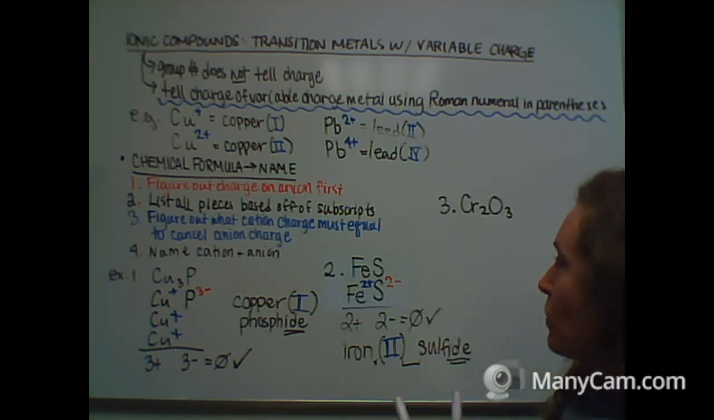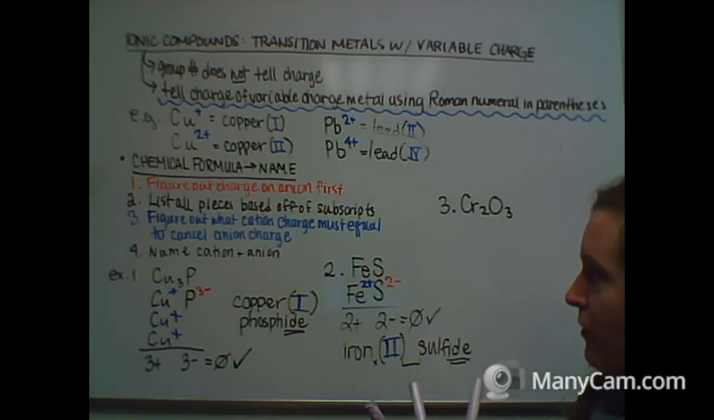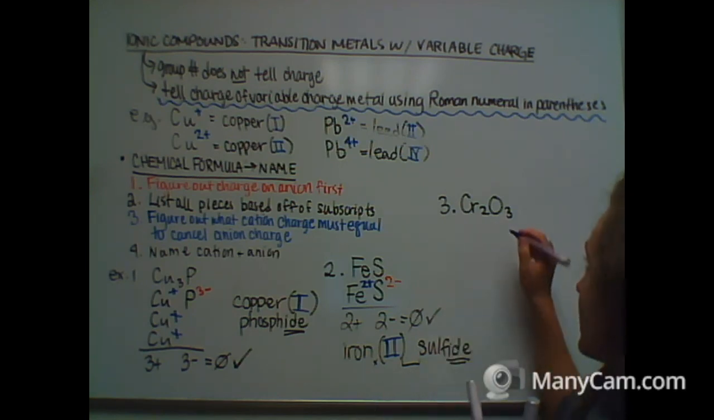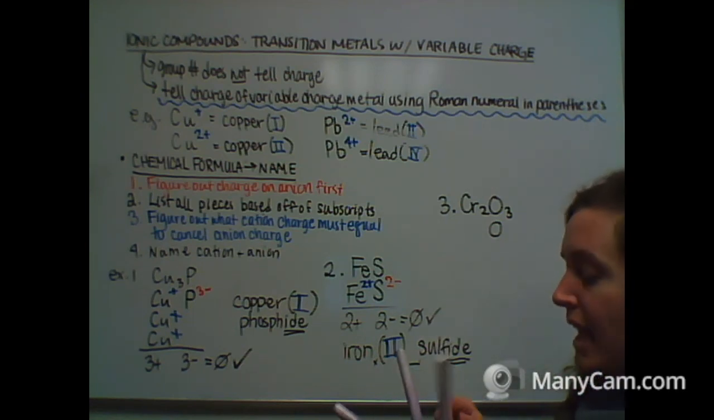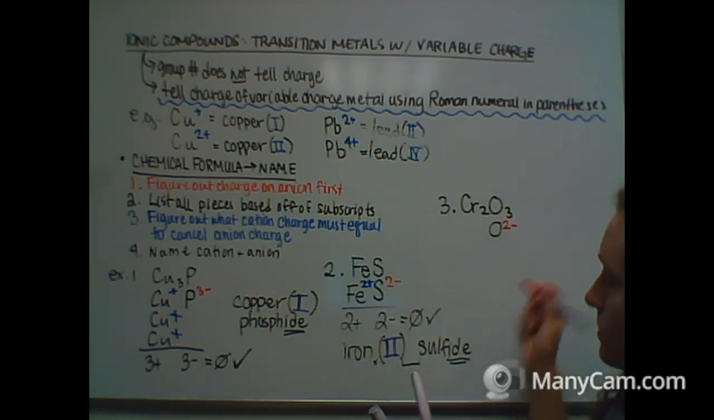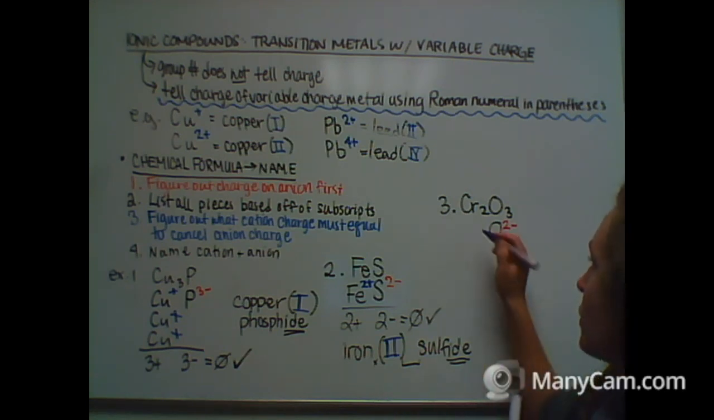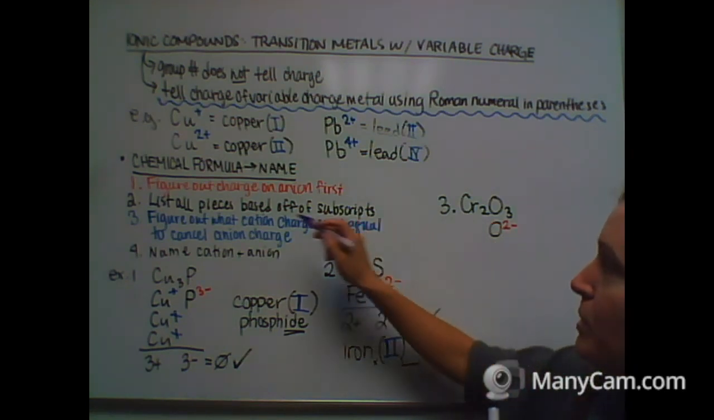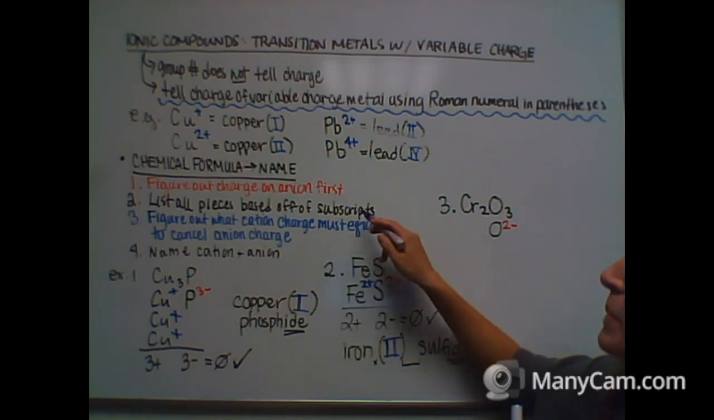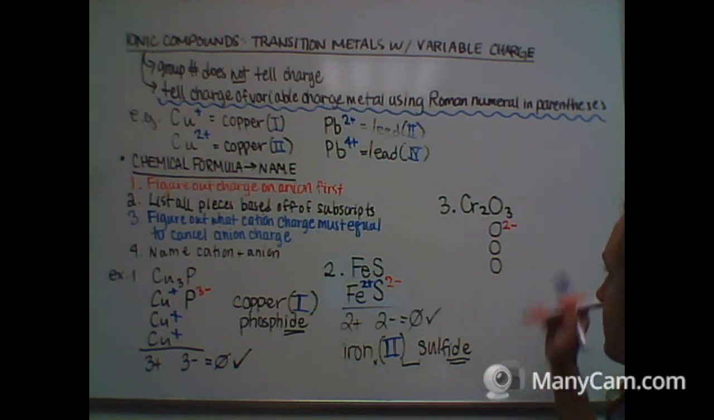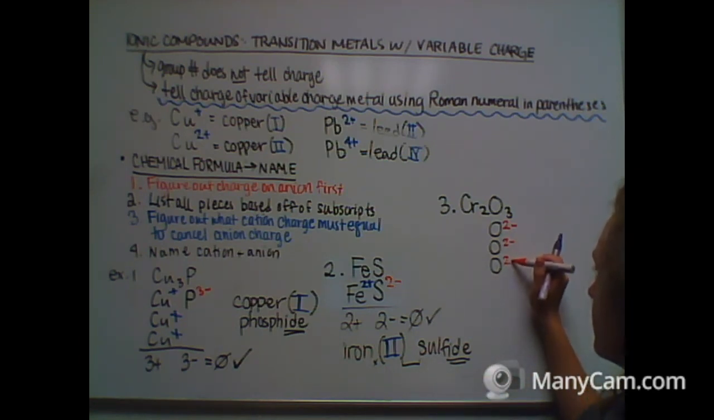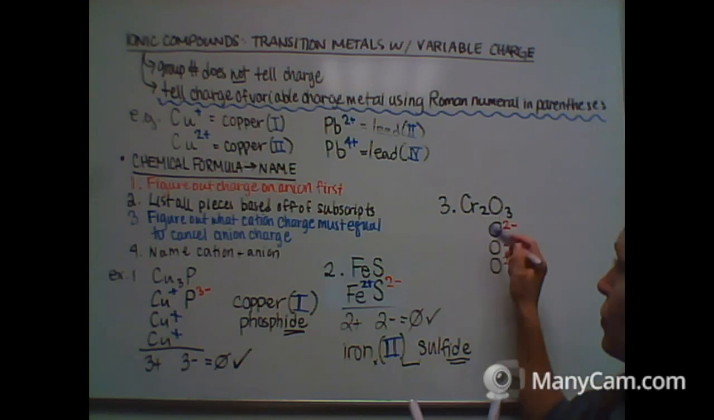All right, so we're going to figure out the charge on the oxide first. That's the anion. Oxide gets a 2- charge because it's in group 6A. Right? And chromium, let's figure out the charge on chromium. Now we're going to list all the pieces based off of the subscripts. So there are 3 O2 minuses. And there are 2 chromiums.